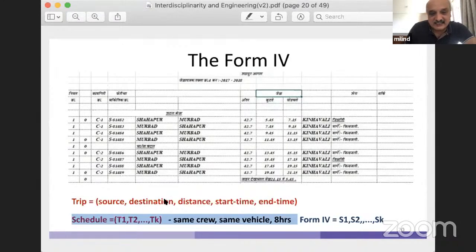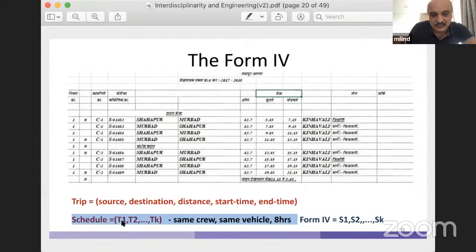A trip is a source, destination, distance, which is 42.7 kilometers, start time, which is 5:45, and end time, which is 7:45. So I hope it's clear what my trip is. Shahpur to Murbad is one trip, Murbad to Shahpur is the next trip, and so on. By the way, this schedule, this C1, is from 5:45 in the AM to 13:15 in the afternoon. So this is about 8 hours, and one crew of driver and conductor do this. Then in C2, we have these 4 trips, and another set of driver and conductor do these 4 trips, right?